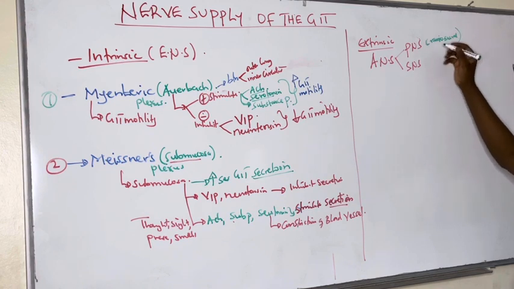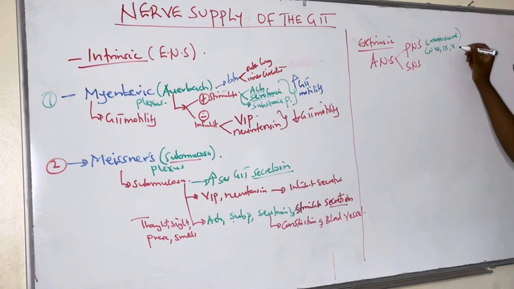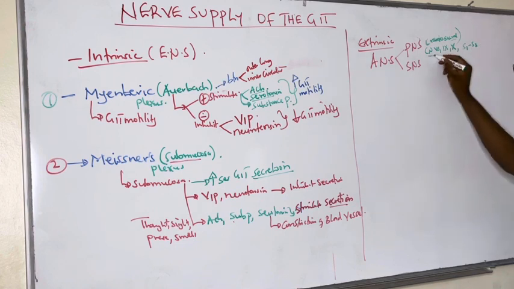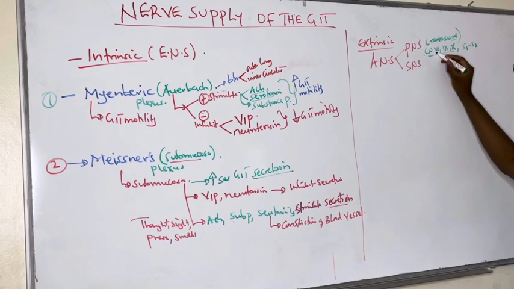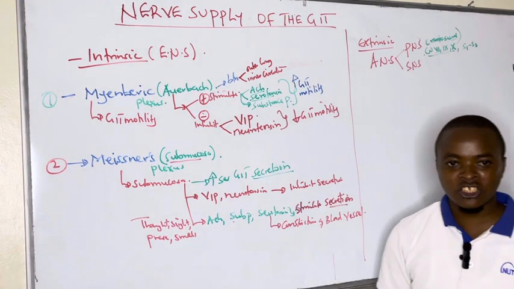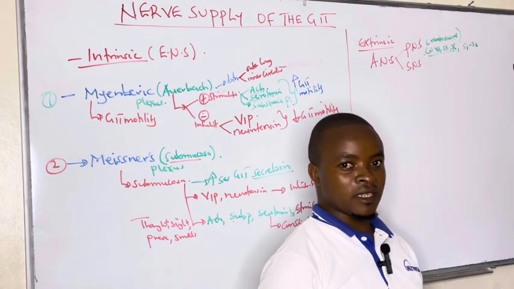In the GIT, we are going to see majorly cranial nerve 7, cranial nerve 9, then cranial nerve 10, which is the vagus. Then we shall see the sacral nerves, S1 to S3. Cranial nerve 7 you can call the facial nerve, and cranial nerve 9 is the glossopharyngeal nerve. Those supply the mouth and the upper part of the oesophagus.